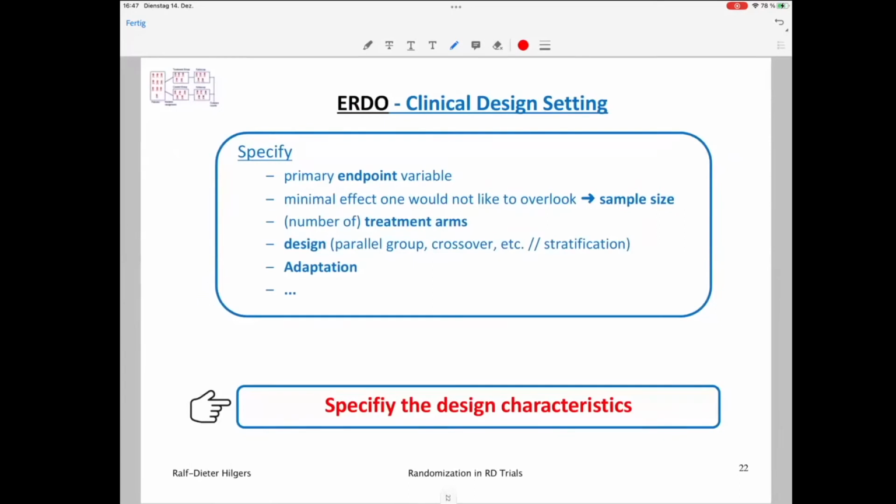Primary endpoint: is it continuous or not? The minimal effect you would like to detect, which has a strong relation to the sample size. The number of treatment arms. The design: is it crossover, or is it parallel group? Do I have stratification to identify? Is it adaptive, so do I have interim analysis? That all comes into my design, and I use this information in my trial simulation.